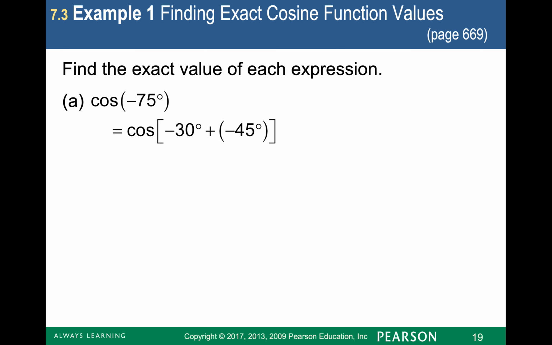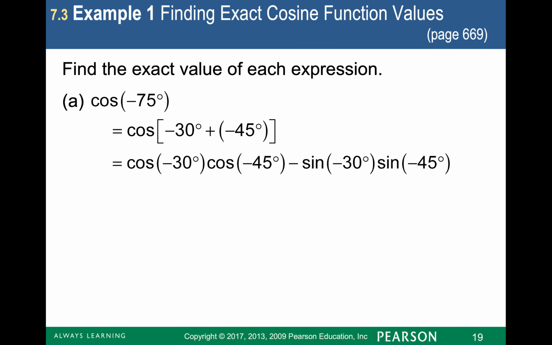But what if I considered writing 75 as the sum of 30 and 45? The 30 and the 45 I have exact values for, so I can apply the sum formula found in the textbook that you will need to add to your formula sheet. So the cosine of A plus B is the cosine of A times the cosine of B minus the sine of A times the sine of B.